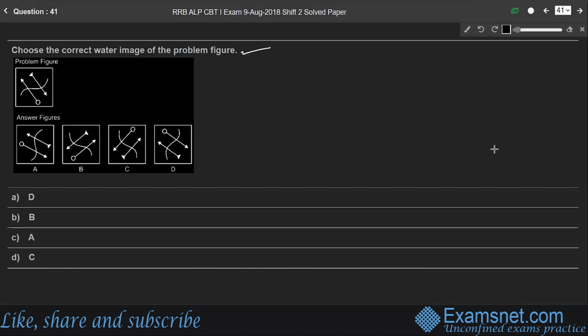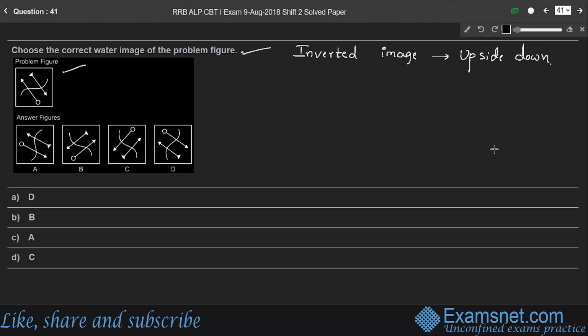Question 41. Choose the correct water image of the problem figure. So here is the problem figure. Its water image means its inverted image, or upside down image. So all the upper part will appear as the lower part of the problem figure, and the lower part of the problem figure will appear as the upper part in the image.